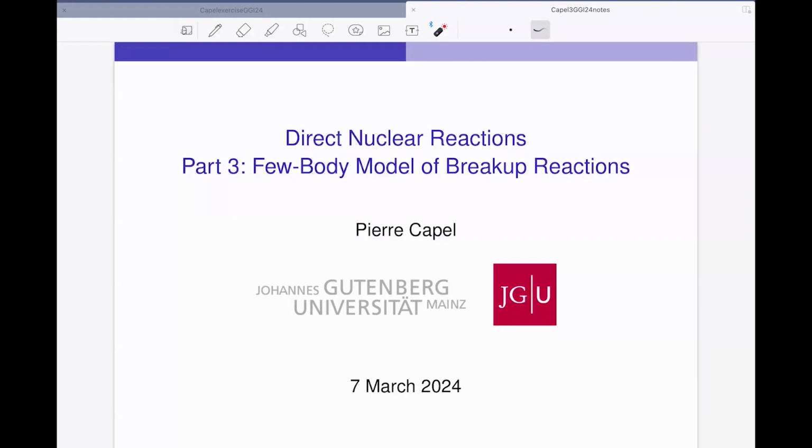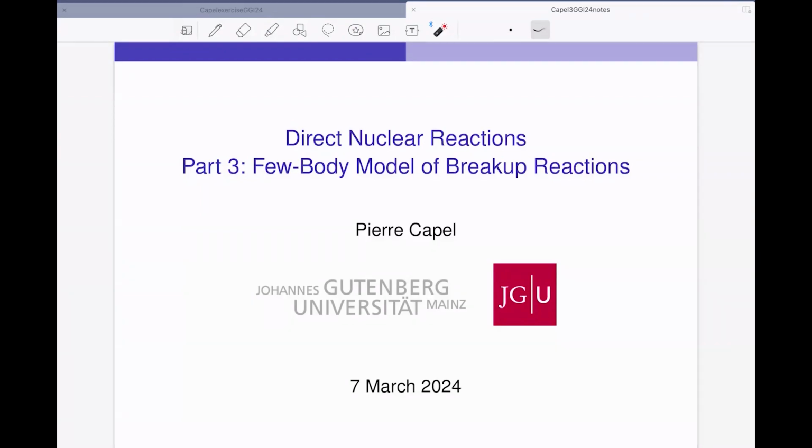So we're back on the reaction business. What I would like to discuss this afternoon is the few body model of breakup reaction. We've seen so far only the way to describe the elastic scattering, and during the exercise this morning, we've sort of seen a way to include the breakup channel by including this diffuse, long range surface term in the optical potential. But this is very phenomenological.